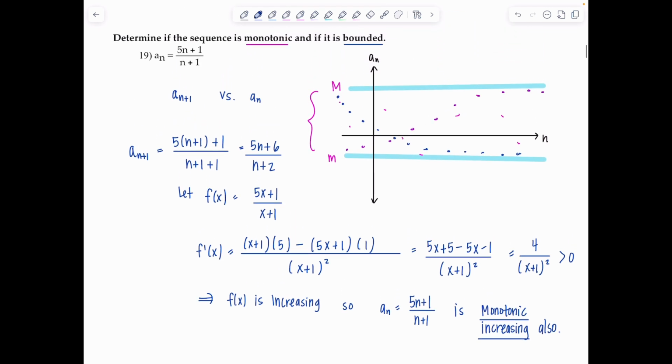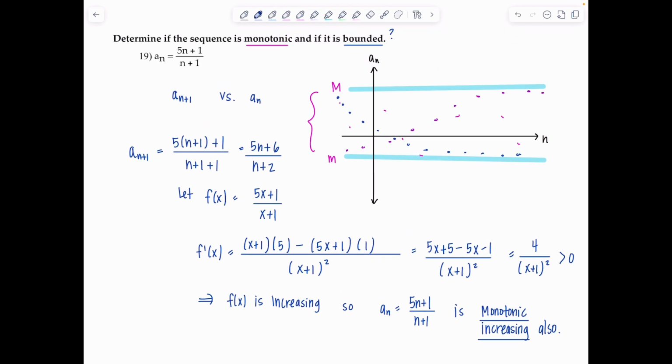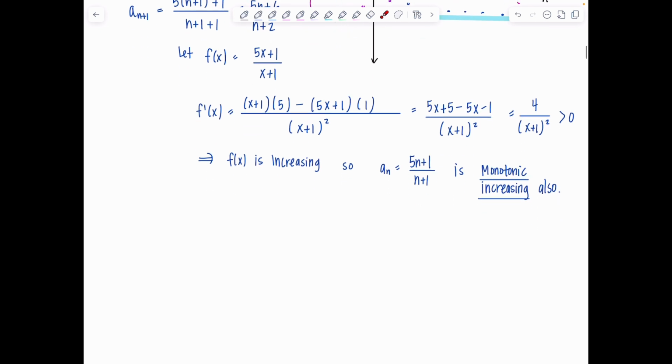Now the second part, is it bounded? In order to figure out if something is bounded, you need to go find the upper bound and the lower bound. Well, I already got one as a freebie. Which one? So I want to answer the question, is it bounded? Well, think about it. We just showed that a sub n is increasing, right? So that means all of the terms keep getting bigger, bigger, bigger.